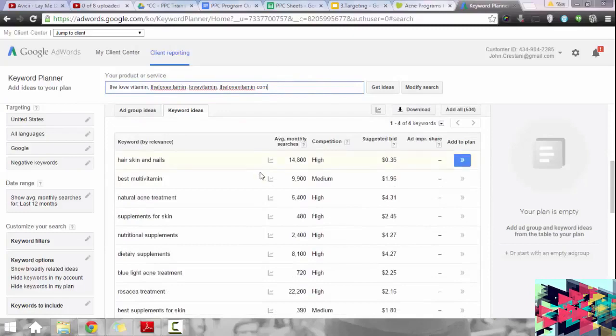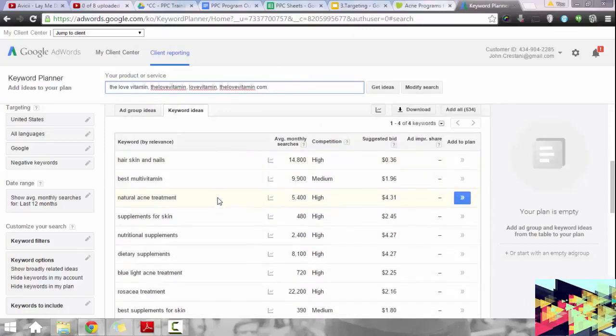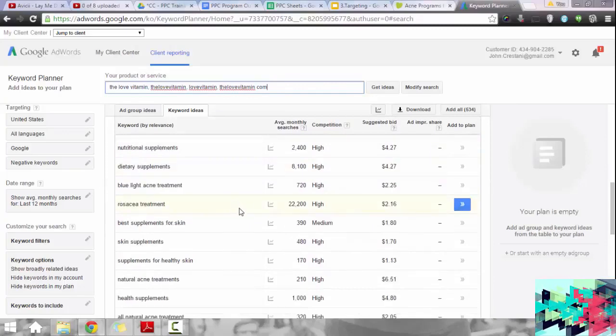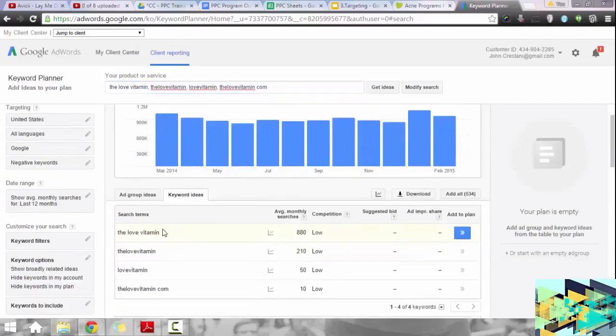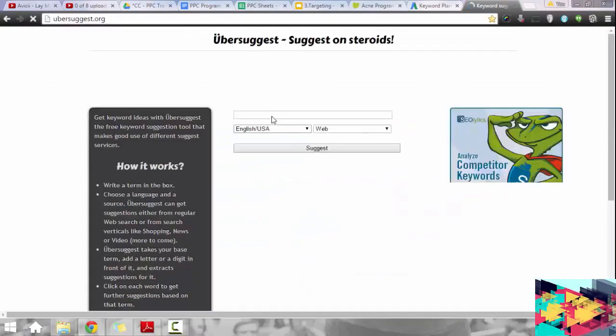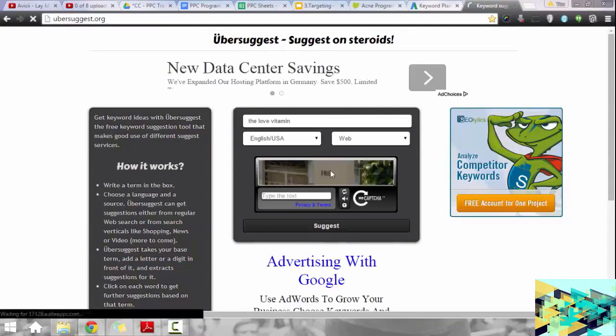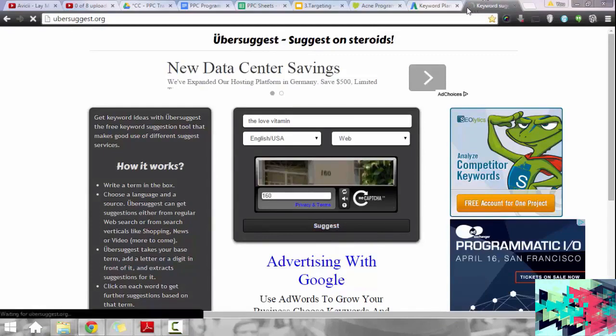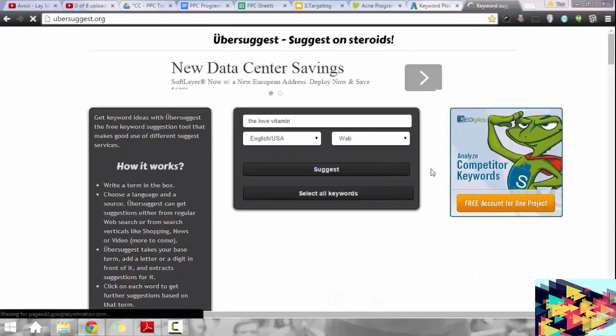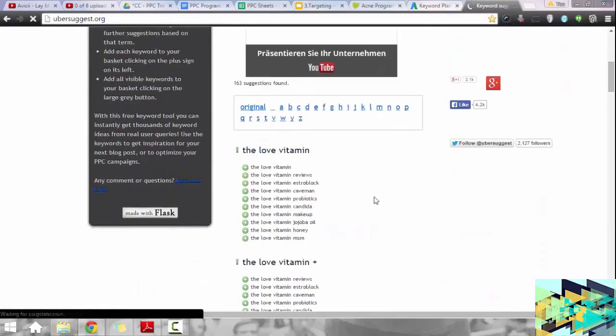Let's see if we have any keywords here. We aren't seeing any more Love Vitamin related keywords. We are seeing the Love Vitamin as the most searched term. So what I'm going to do is put this into a tool I like called Ubersuggest. It's an amazing tool. I'm just going to put the query in here. Now this sometimes gets overloaded. It's thinking. And it basically takes data from Google Suggest.